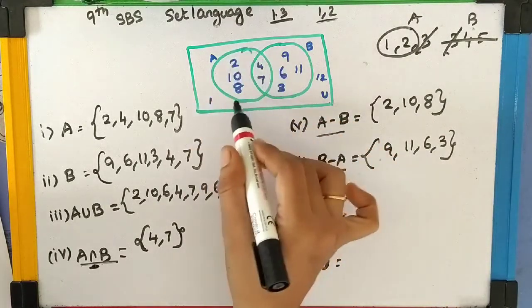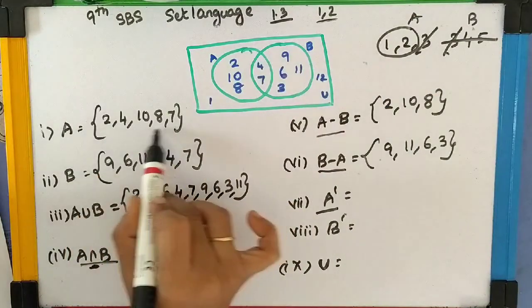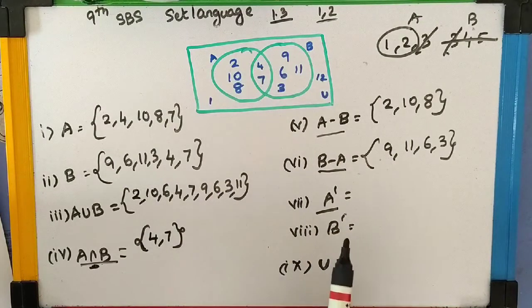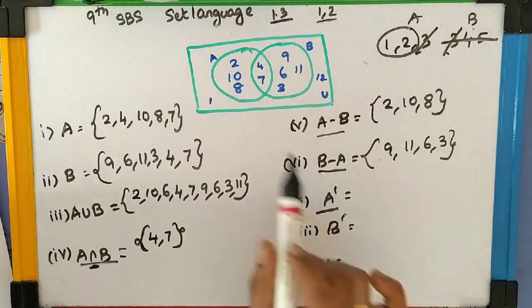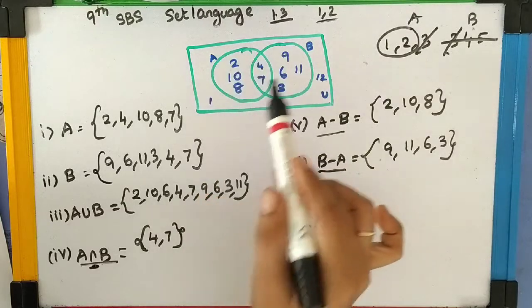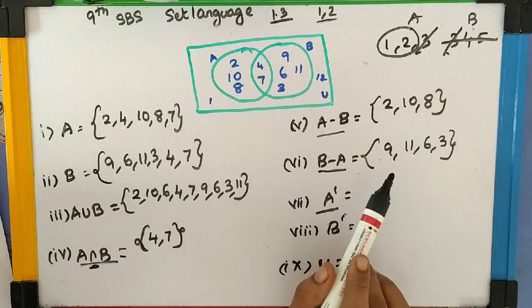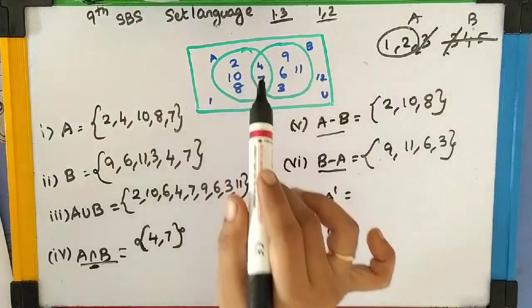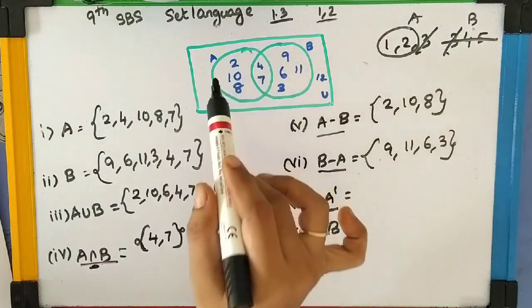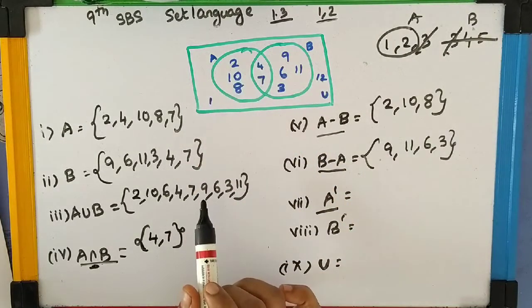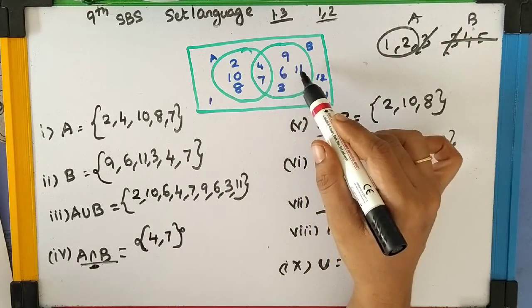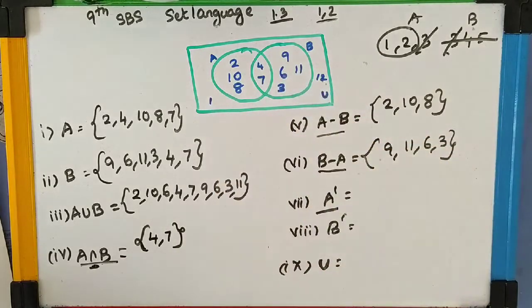We have to write the entire set. B part, universal set part except A. Okay? So, what is A dash? Here, we have to neglect the intersection part too. So, complete A should be removed off. So, what are the elements in A dash? 9, 6, 11 and 3 in B and 12 and 1 in the universal set. So, this is A dash.